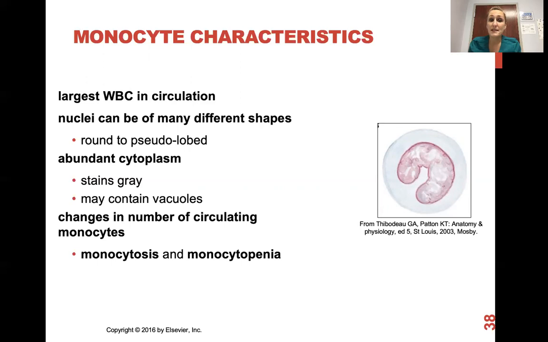They have an abundant cytoplasm, a really large cytoplasm, and it stains gray. A lot of times, monocytes have vacuoles, visual holes or what looks like bubbles inside them, and that's an easy way to tell them apart. I literally call these, in hematology, sticky boogers, and when you get to hematology, you will understand why. Terminology for changes in numbers of circulating monocytes: an increase would be monocytosis, and a decrease would be monocytopenia.